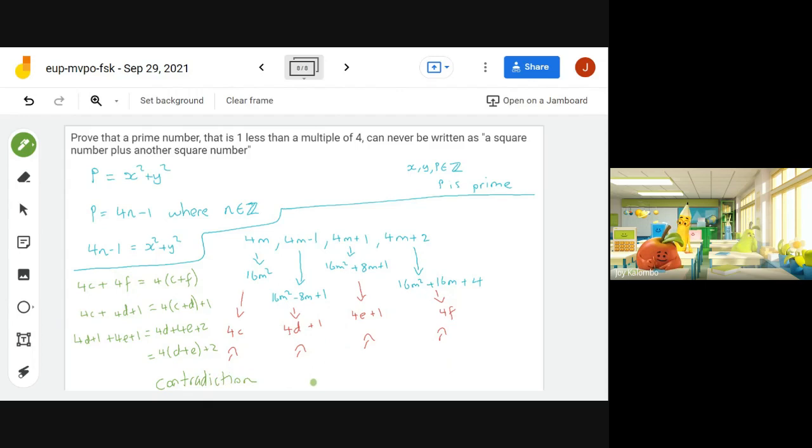So yeah, a prime number that is one less than a multiple of 4 can never be written as a square number plus another square number. So as an example, a prime number that is one less than a multiple of 4 would be 31. 31 is one less than 32. 32 is a multiple of 4. You cannot find two square numbers that add up to give you 31. So there we go.